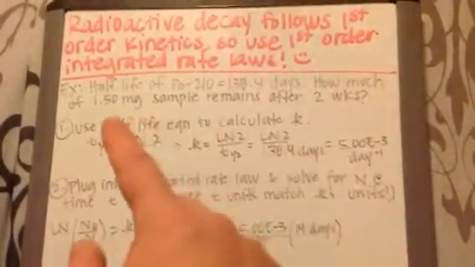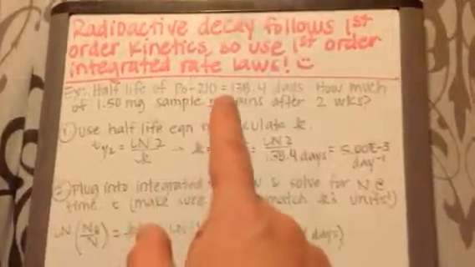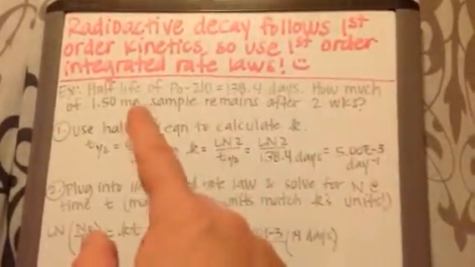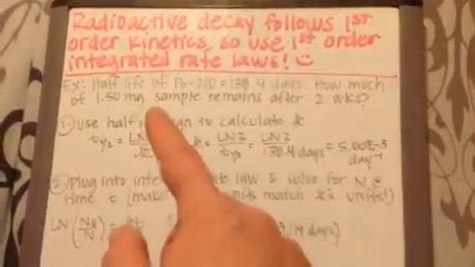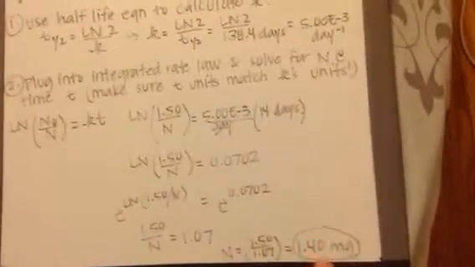That makes sense, right? Because the half-life is 138 days, and we've only been going at it 2 weeks. So you wouldn't expect the mass to go down by a large amount, and it doesn't.